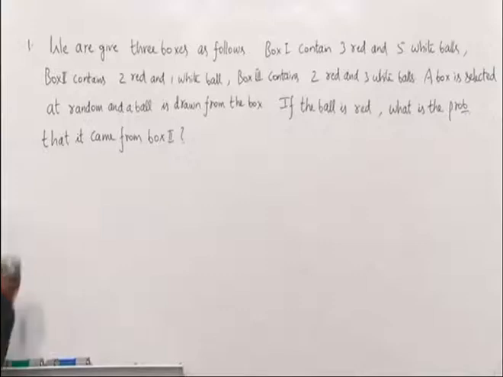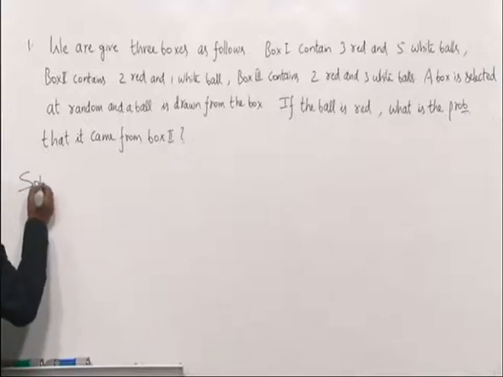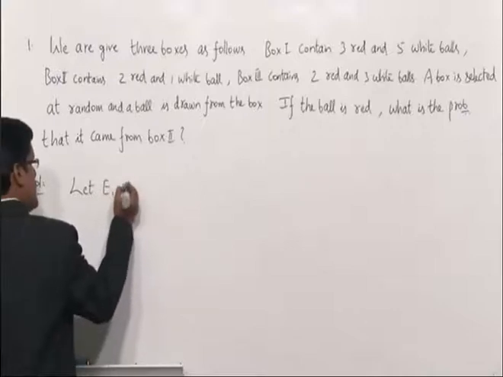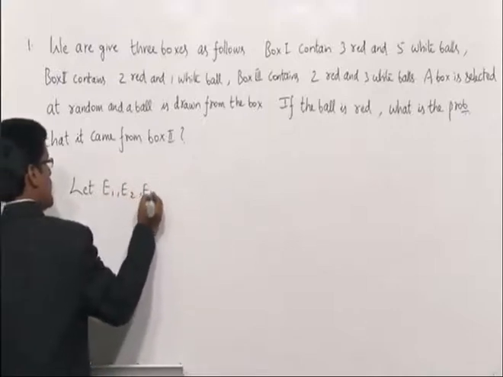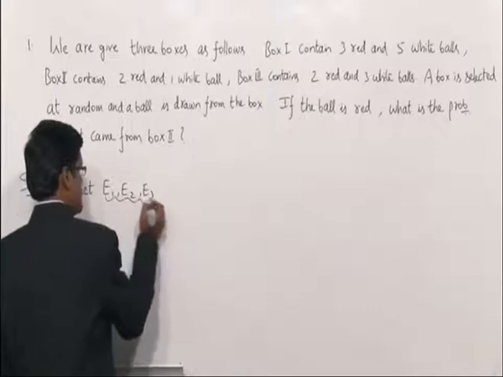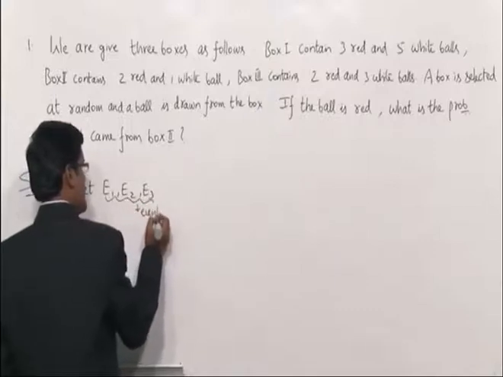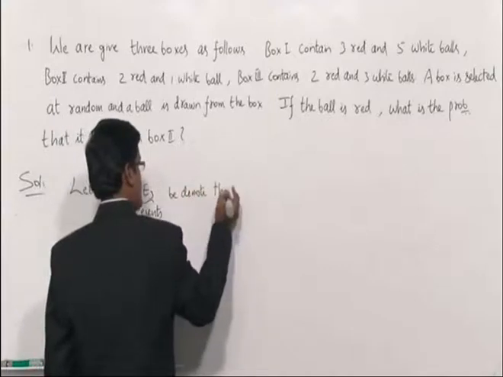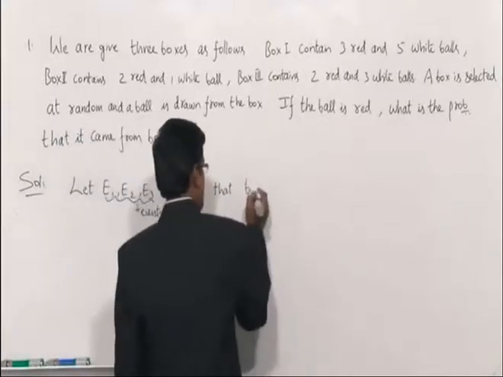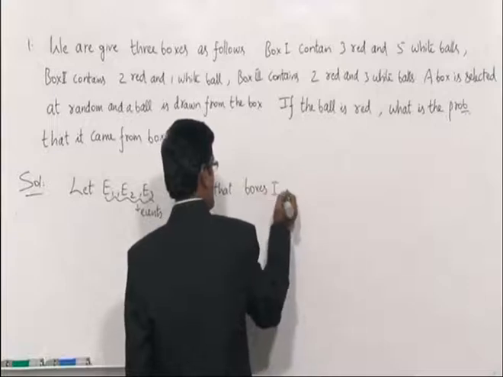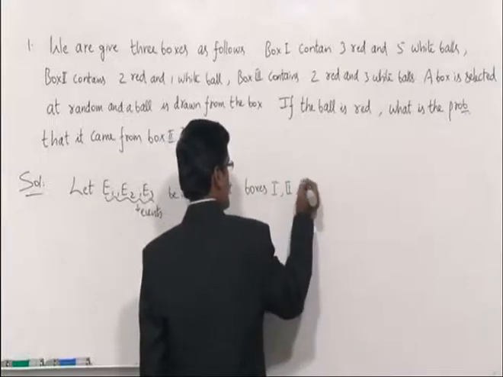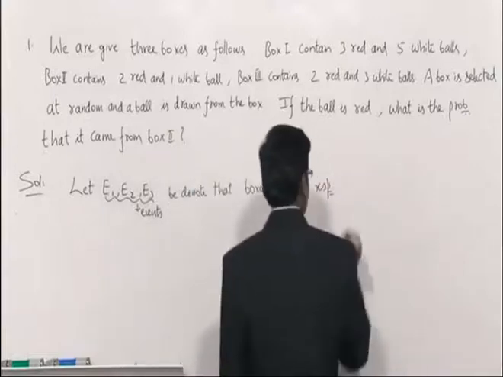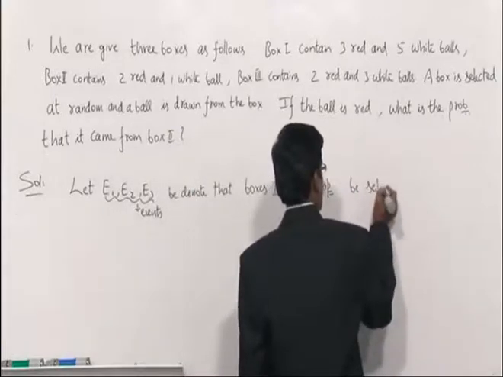See, let us denote the three boxes. Let E1, E2, E3 be the basic events that denote boxes 1, 2, 3 respectively being selected.